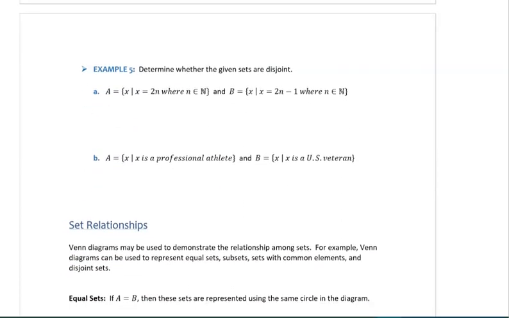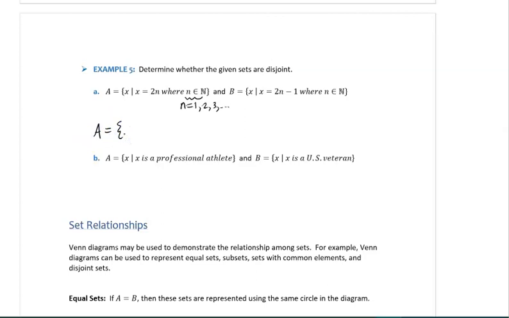Example 5, determine whether the given sets are disjoint. Part A, set A is the set of x such that x equals 2n, where n is an element of the natural numbers, and B is the set of x such that x equals 2n minus 1, where n is an element of the natural numbers. All right, if n is an element of the natural numbers, that means that n could be 1, 2, 3, 4, etc. And so we'll use that to build the sets.